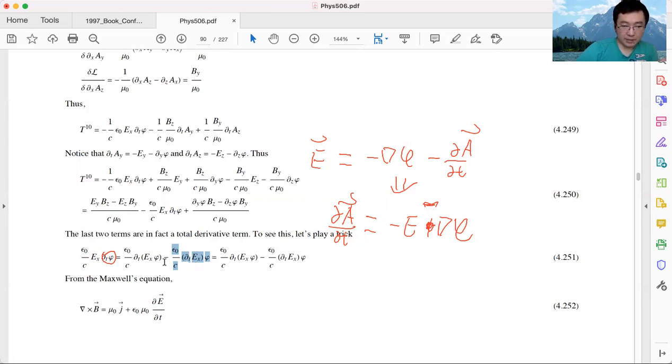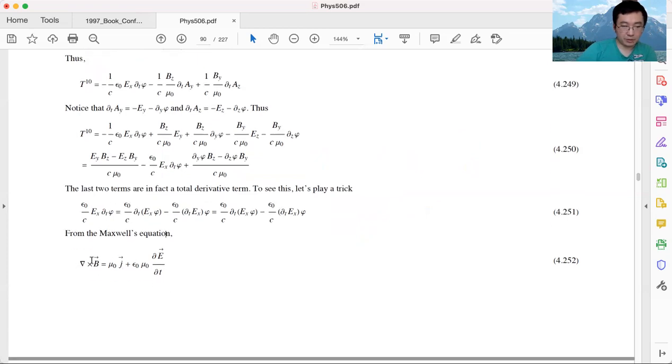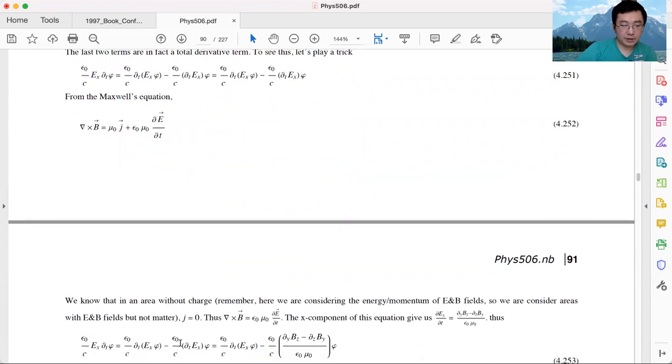And I can massage these 2 terms a little bit. It's pretty much the same thing. I didn't actually do any simplification here. So basically, I can rewrite this term as a combination of these 2 terms. And from Maxwell's equation, I know that I can rewrite this time derivative of E as curl of B minus mu 0 J. I replace this time derivative of E with this.